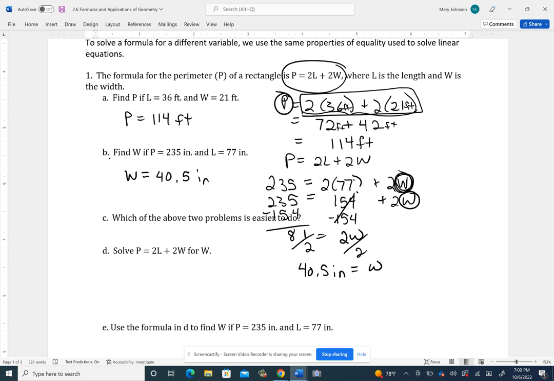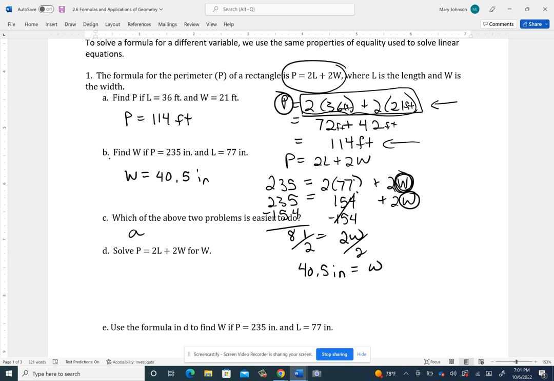Okay. Now my next question is, which of those two problems was easier, took the least amount of work? And it's definitely A, because really I didn't have to do any work, because right here I just have a numerical expression that can simply be typed into my calculator. I can hit enter and boom, I have 114. Where on part B, I have to do a little more rearranging to figure out what W would turn out to be.